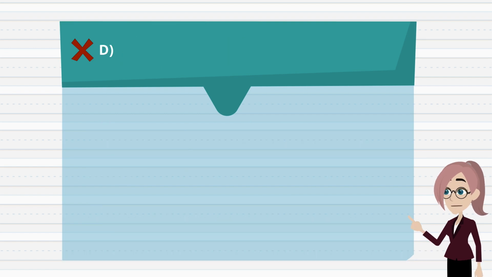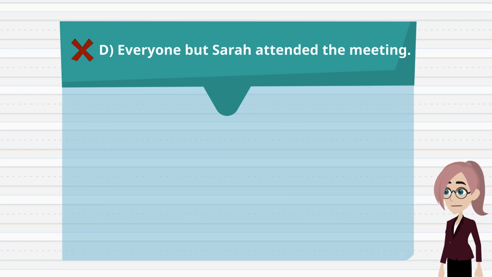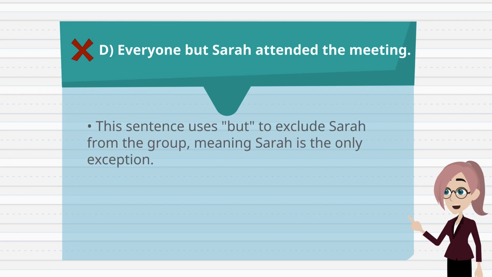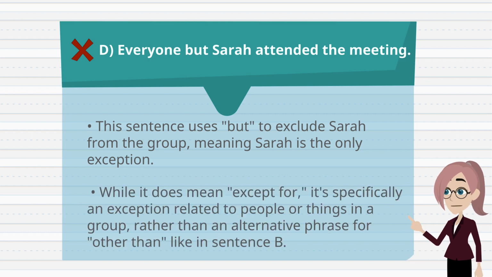D is not correct. "Everyone but Sarah attended the meeting." This sentence uses "but" to exclude Sarah from the group, meaning Sarah is the only exception. While it does mean "except for," it's specifically an exception related to people or things in a group, rather than an alternative phrase for "other than," like in sentence B.